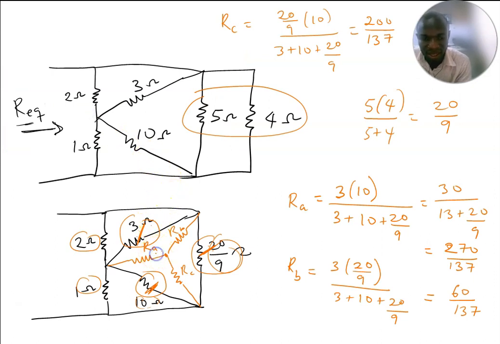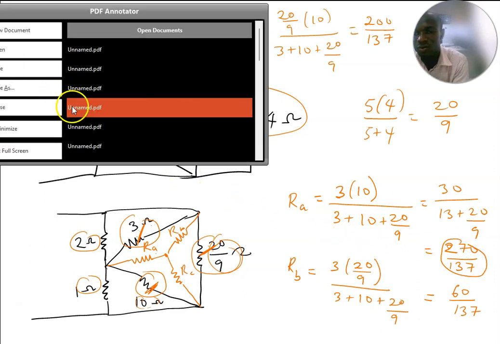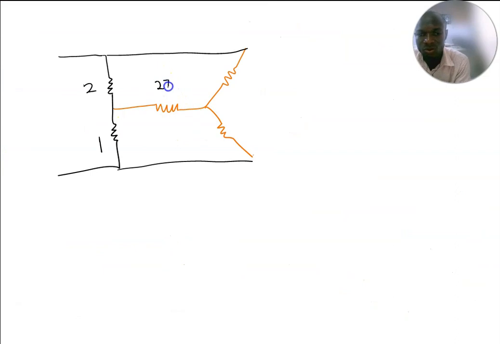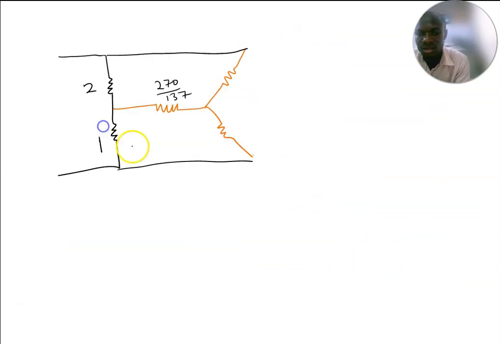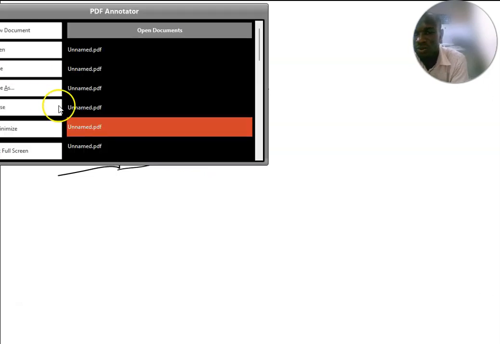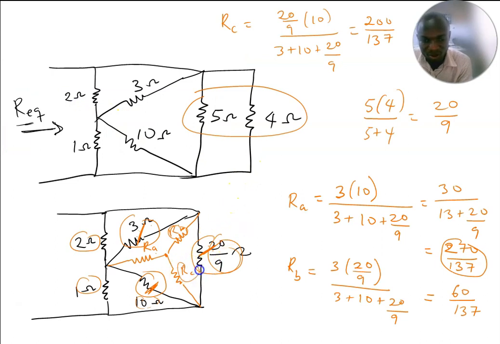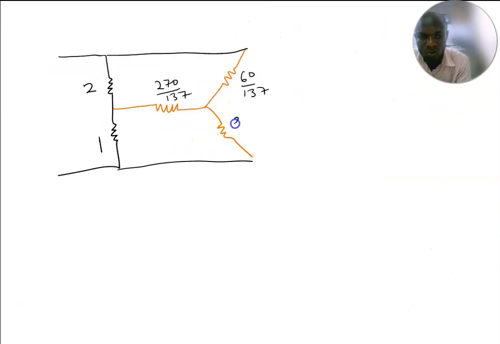The RA was 270 on 137. So we are going to get 270 on 137 here. Then we also have the RB. This RB was 60 on 137. So 60 on 137. Then the last one, which is what? The RC was over here, which is 200 on 137. Okay, we are good to go. 200 on 137. Okay, very good.